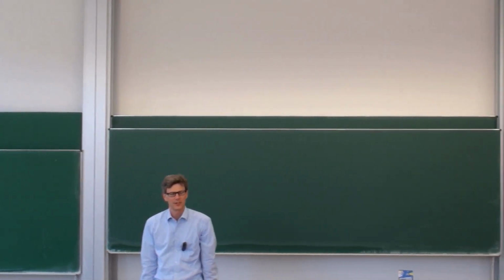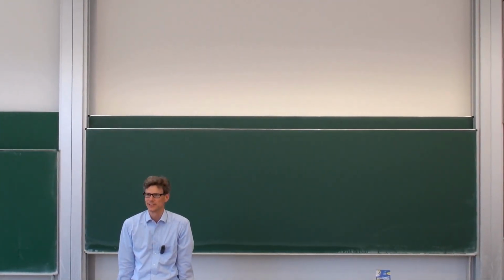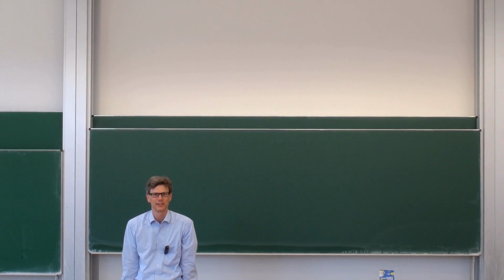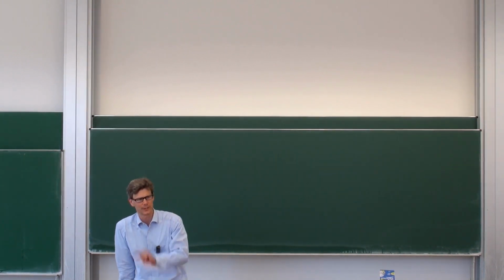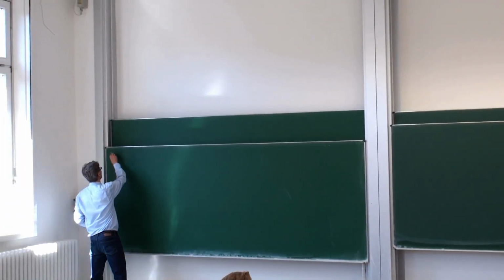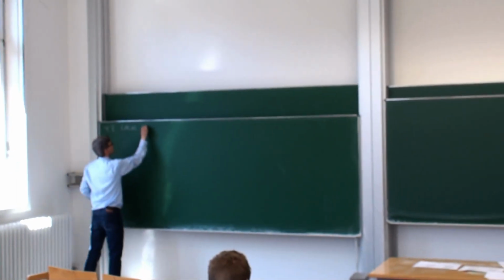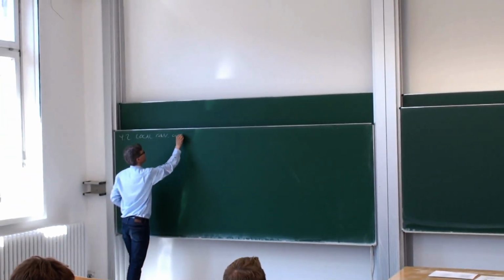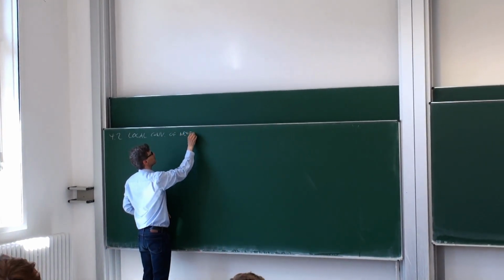I want to conclude with a few detailed discussion points on local convergence of Newton-type optimization methods. And also here I want to add a special thing that is not yet in the script, but which will be there hopefully by the end of the week. So it's 4.2, local convergence of Newton-type optimization.